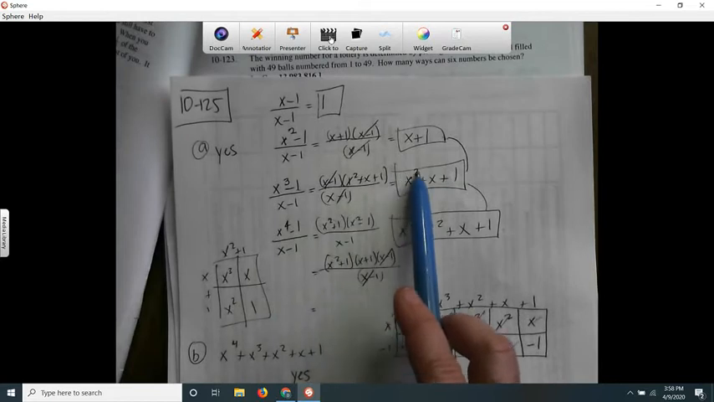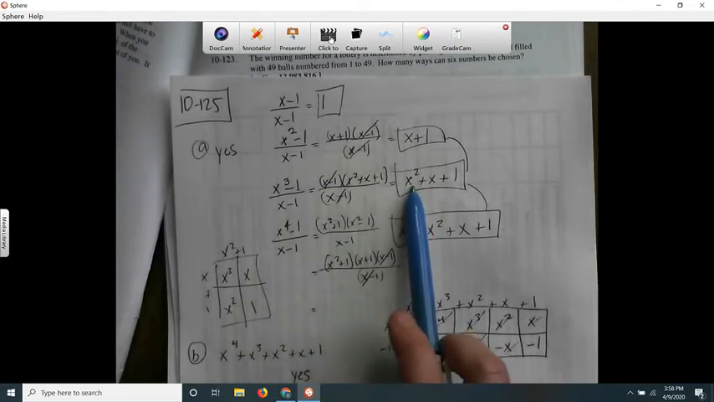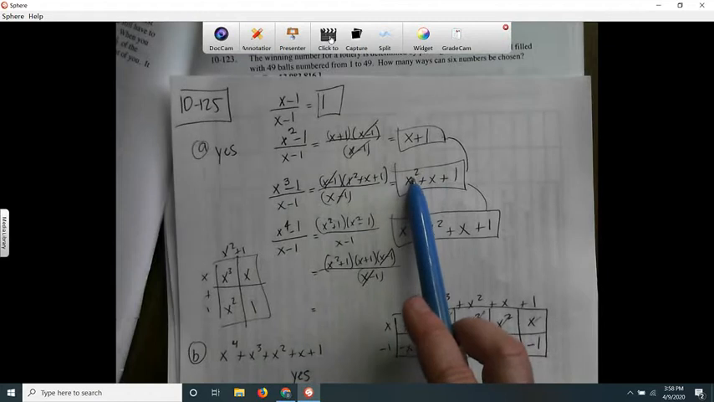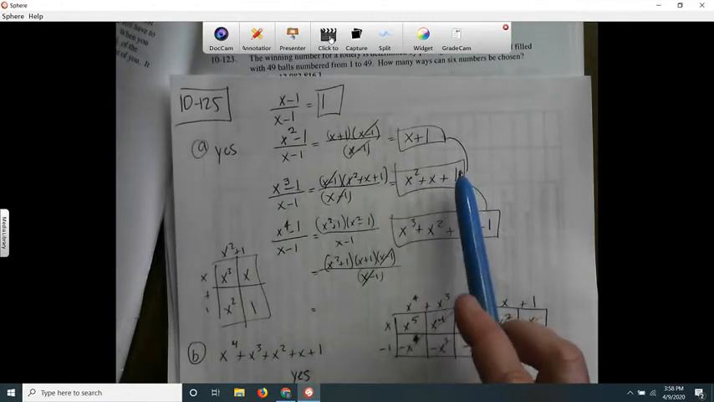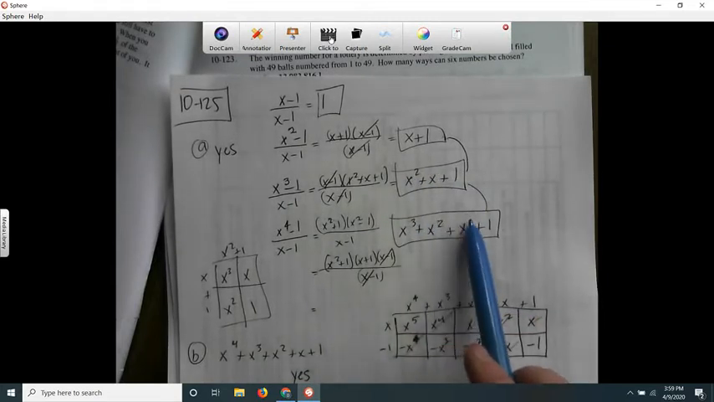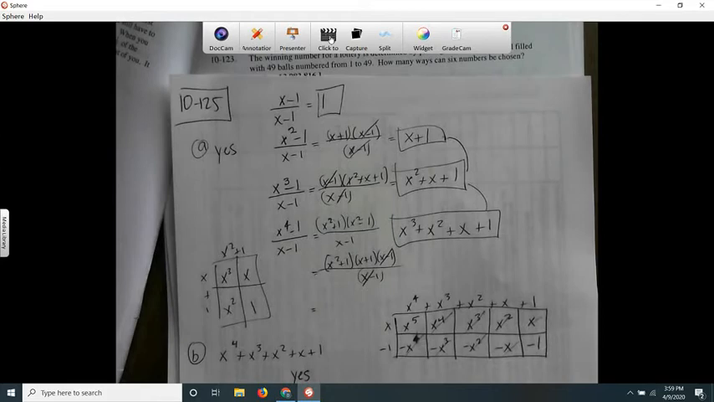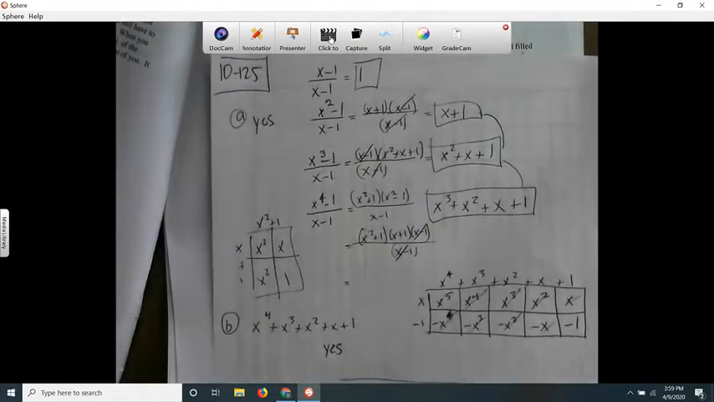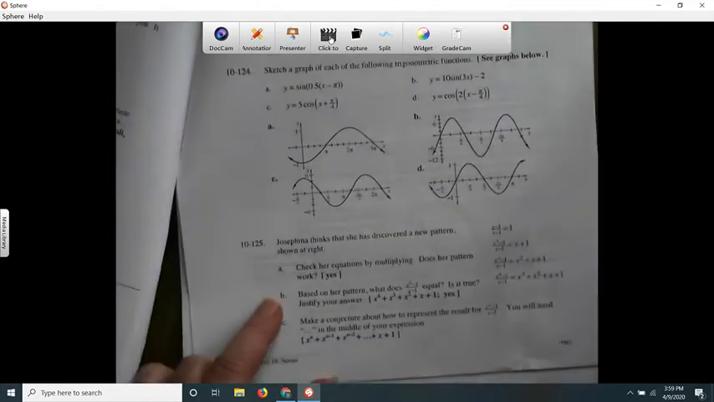That starts with the x squared, and they go in descending order, like x to the 2, x to the 1, x to the 0, x to the 3, x to the 2, x to the 1, x to the 0. So I'm convinced that her pattern works. I've checked it by multiplying and by doing some factoring. So the answer is yes to letter A.